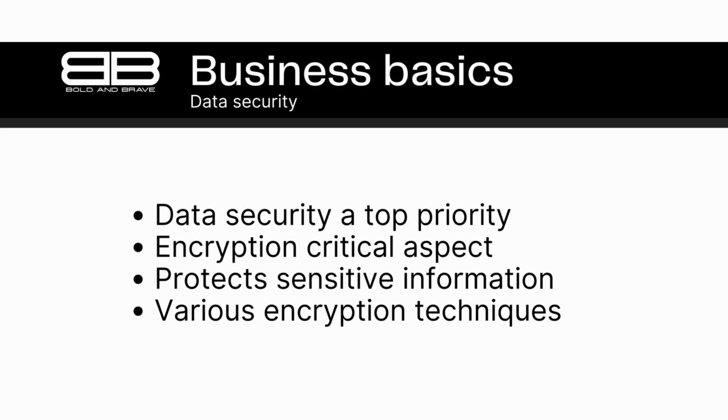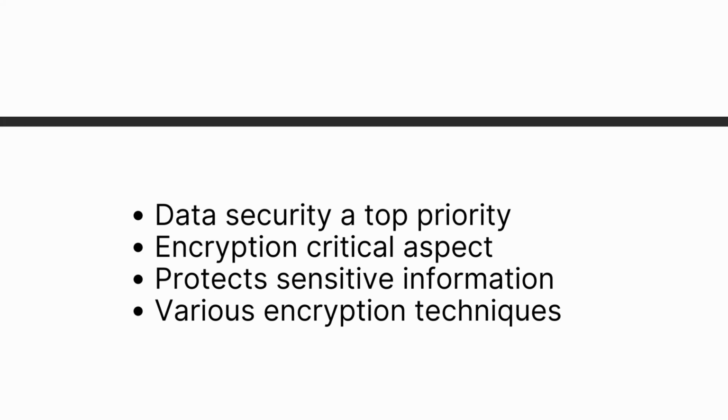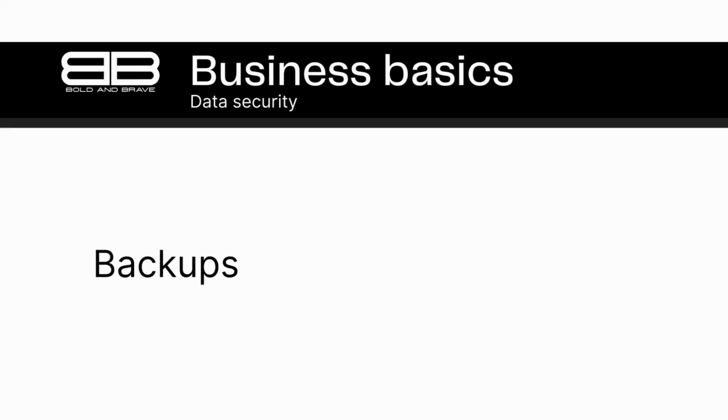In conclusion, encryption is a critical aspect of data security that protects sensitive information from unauthorized access. It ensures that data is converted into an unreadable format that can only be decrypted by authorized users or systems. Organizations must prioritize encryption and implement appropriate security measures to ensure that sensitive information is protected from data breaches and cyber attacks.